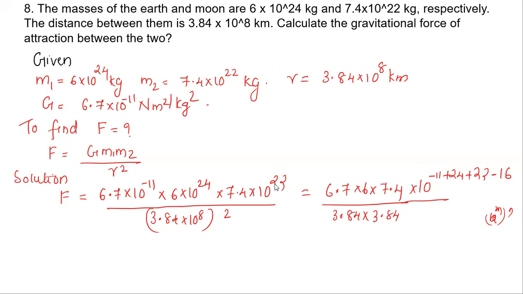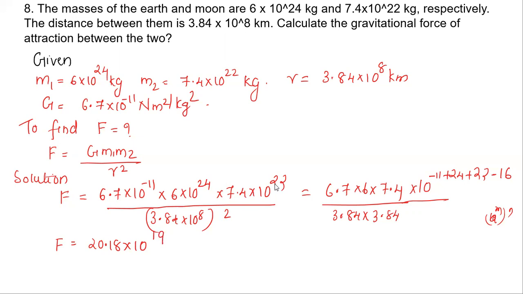Okay. Now, 6.7 into 6 into 7.4 divided by 3.84 into 3.84, on solving, we will get 20.18 into 10 raised to, now 24 plus 22 is 46. 46 minus 11 and minus 16 is minus 27. 46 minus 27, we will get 10 raised to 19. So we got F is equal to 20.18 into 10 raised to 19.